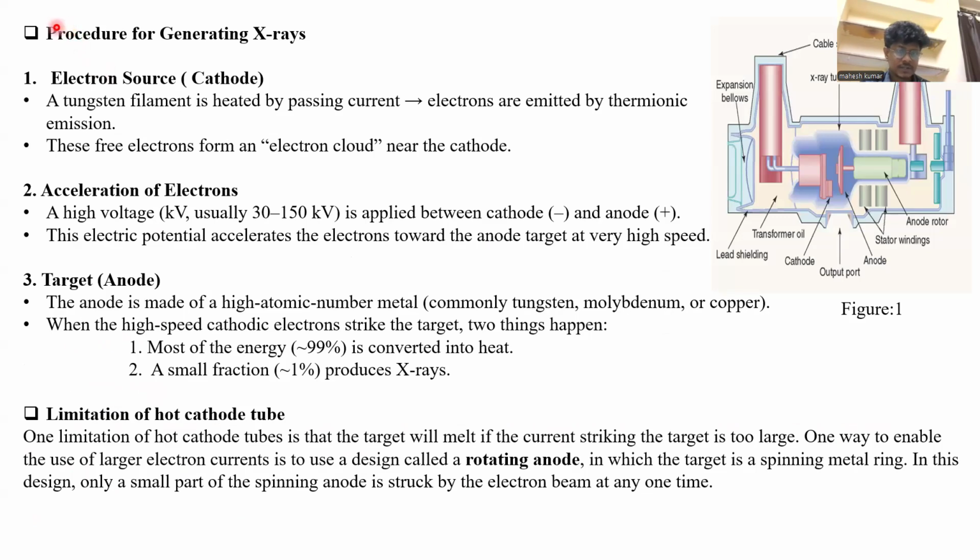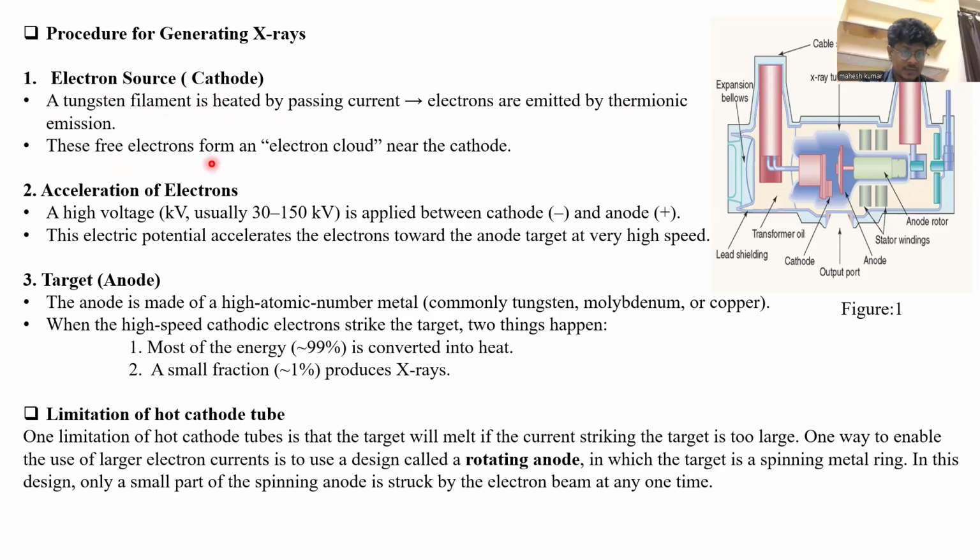Procedure for X-ray generation. For the experimental setup, we should have three types of components. First is the electron source. Second, high voltage supply. Third is the target, meaning the anode. In the electron source, we have the cathode. The cathode is made up of a tungsten filament heated by passing current. As a result, electrons are emitted by thermionic emission.